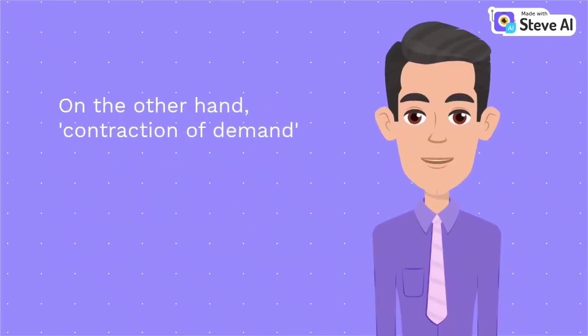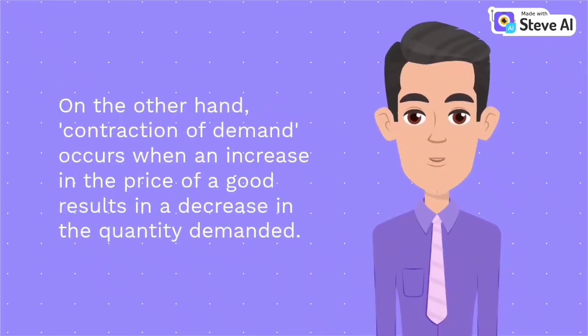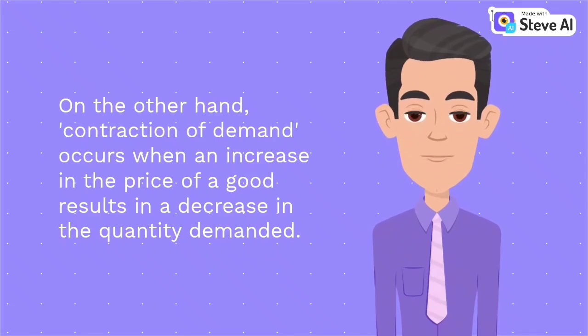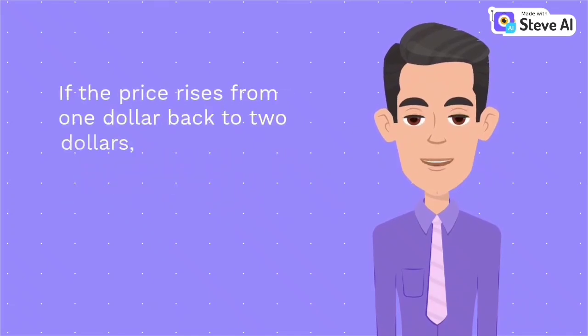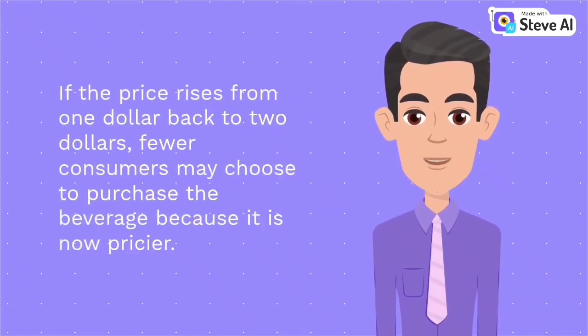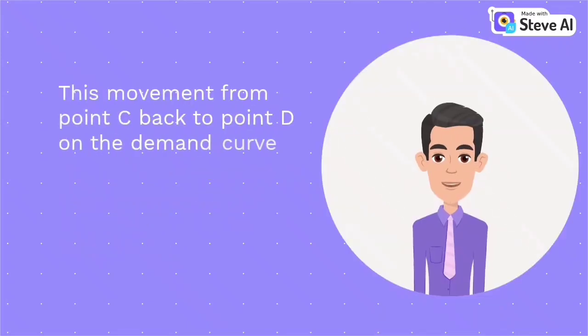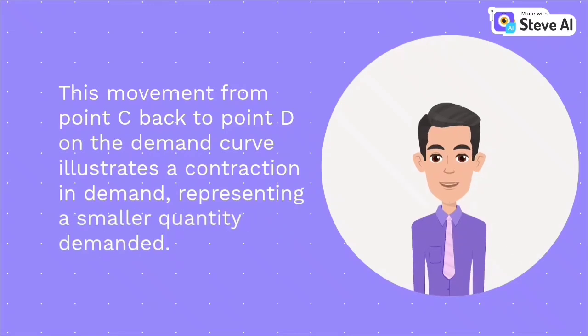On the other hand, contraction of demand occurs when an increase in the price of a good results in a decrease in the quantity demanded. Let's take our beverage example again. If the price rises from $1 back to $2, fewer consumers may choose to purchase the beverage because it is now pricier. This movement from point C back to point D on the demand curve illustrates a contraction in demand, representing a smaller quantity demanded.